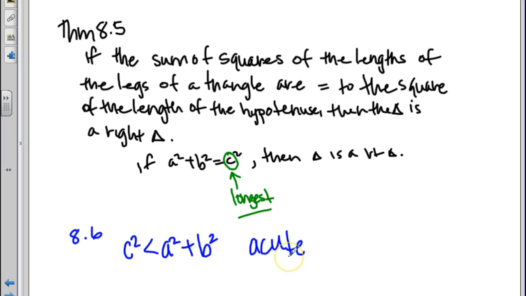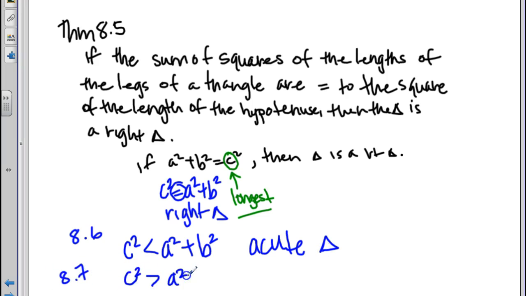And some of you guys, we kind of talked about this on the practice EOI stuff that we were looking at. So when I do c squared equals a squared plus b squared, that's why you guys see me write it this way quite a bit. When I do this, if it's equal, it's a right triangle. If the hypotenuse is shorter than the sum of the squares, so if it's smaller, then it's an acute triangle. Guess what happens if it's bigger? Yep, it's an obtuse triangle. All right, so those are the two inequality theorems, 8.6 and 8.7.